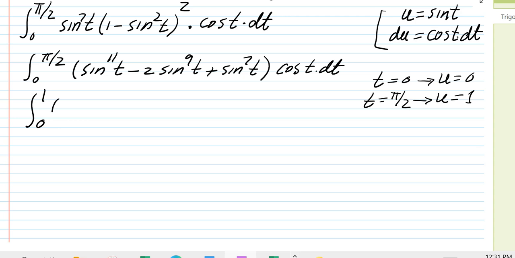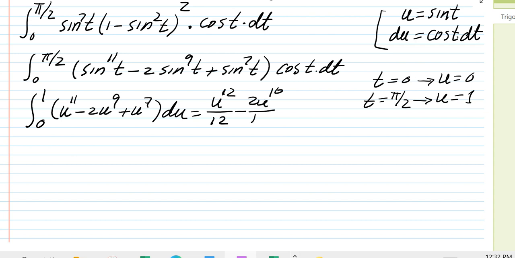And then I can simply write this as u to the 11th, negative 2u to the 9th plus u to the 7th power, and du. Okay, and this one is now integrable. We can easily integrate this using the power rule of integrals. That's u to the 12 over 12, negative 2u to the 10th over 10, and then plus u to the 8 over 8. All of that evaluated from 0 to 1.